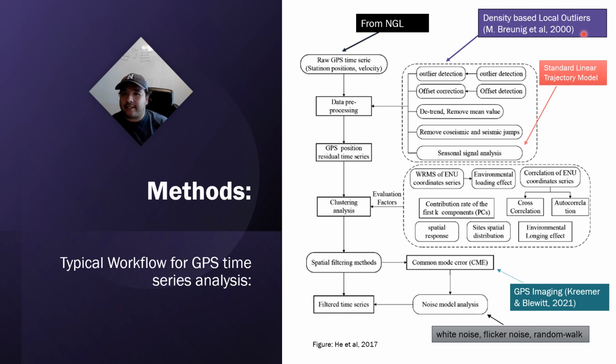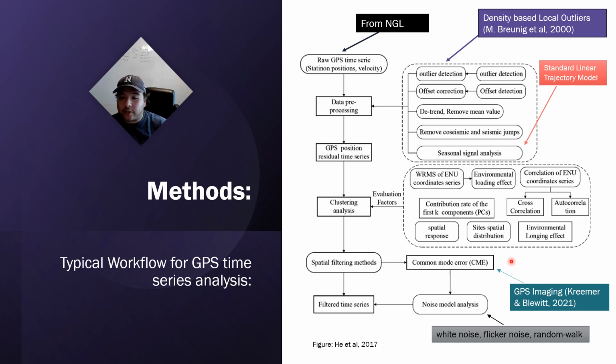For signal analysis and estimating seasonality within our GPS trends, I used a standard linear trajectory model and a best fit least squares component, which we'll talk about in a minute. There's many trajectory models. The NGL specifically uses something called MIDAS, which you could read a paper on if you want, but I didn't utilize that. I just used a least squares fit because it worked just as well for what I was doing.